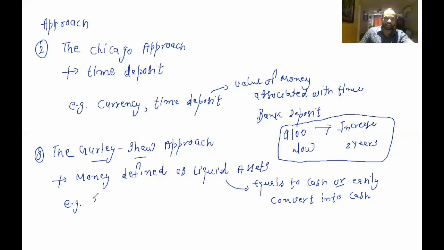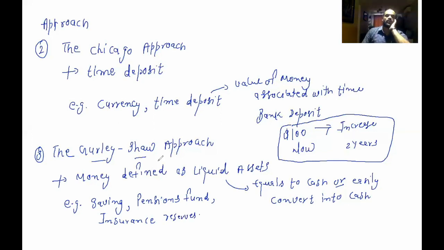So what could be an example of money according to this Gurley-Shaw approach? The best example is savings. Saving in a bank is an example of money, right? People save money in a bank. It could be people's pensions, pension funds, any kinds of insurance reserves. These are the definitions of money according to Gurley-Shaw.